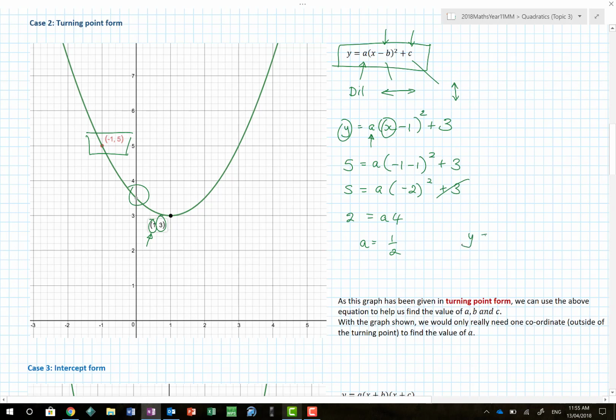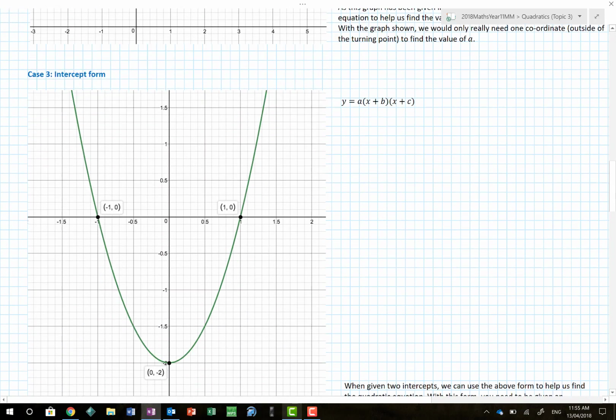So in which case a is actually equal to a half. And so formally I could write my equation as y is equal to half x minus 1 all squared plus 3. And it's always important in an exam to make sure that you do write down what it is they're asking you to do. So that's the turning point form. They gave me a turning point. I made sure I used the right equation. Life was good.